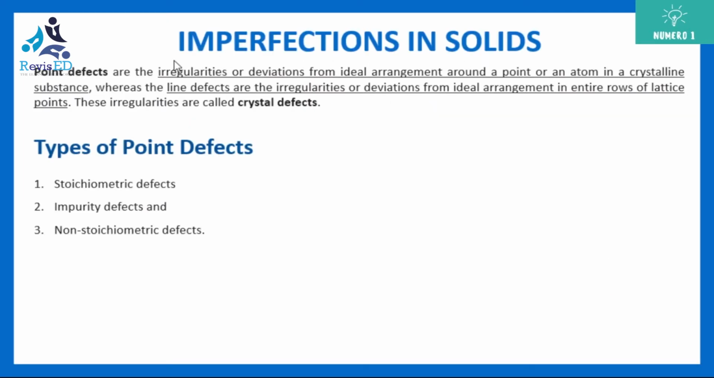Imperfections in solids. Basically, there are types of defects. One is point defect. Point defects are the irregularities or deviations from ideal arrangement around a point or an atom in a crystal substance.